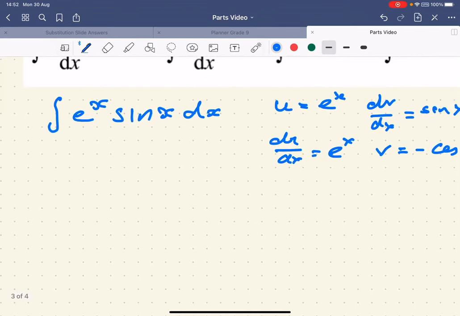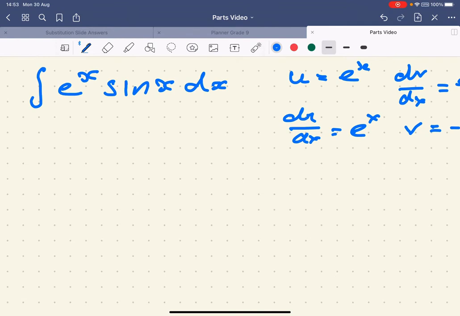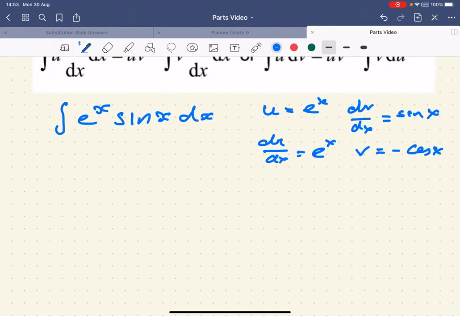Now we start putting this all back together again. So we have the integral will be equal to negative e to the x cos x, so that's uv, take away du by dx, rather, cos x, and it's a negative cos x, so I'm just going to make that positive, take that negative outside.